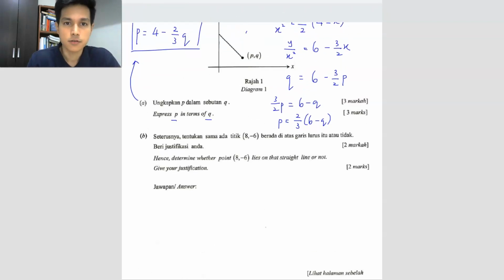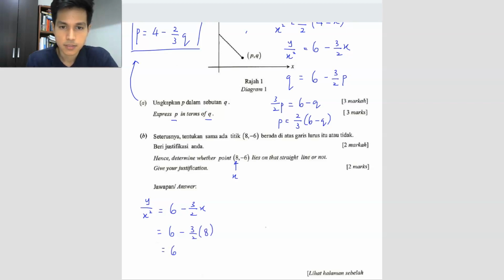Let me rewrite the equation. I don't use p, I use y over x squared equals 6 minus 3 over 2 x. So now the x value is 8, right? You just substitute the 8 inside. So 6 minus 3 over 2 times 8. What do you get? 3 over 2 times 8 is 12, so 6 minus 12 is negative 6. So this is the value.